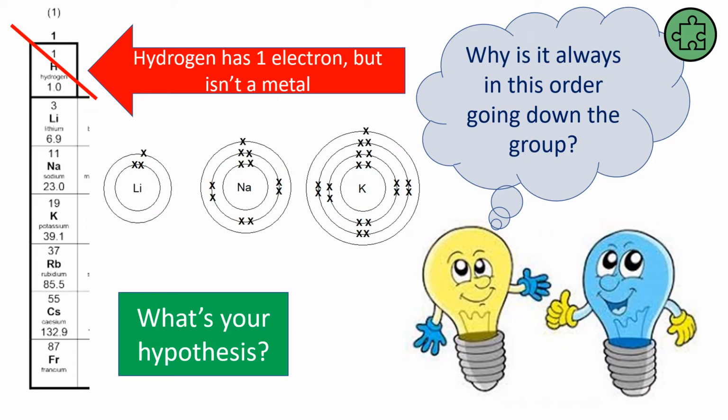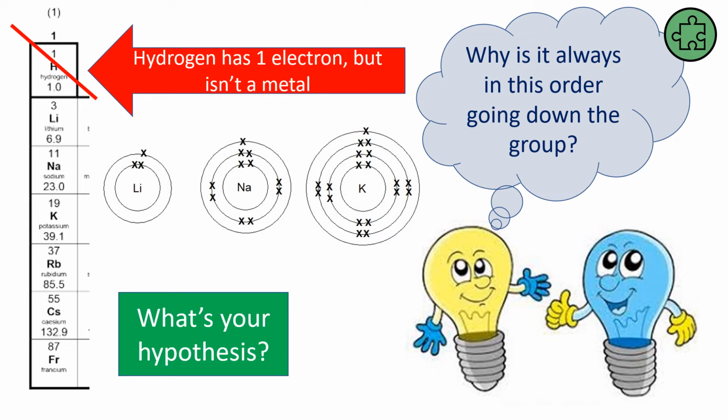So we've established why these elements are in group 1. They all have one electron in the outer energy level, and that gives them all similar properties. Now you'll notice I've crossed out hydrogen at the top there. Hydrogen does have one electron in the outer energy level, but it's not a metal, so it doesn't really belong with this group, but sometimes it's put with this group. So for our purposes, we're just going to ignore it.